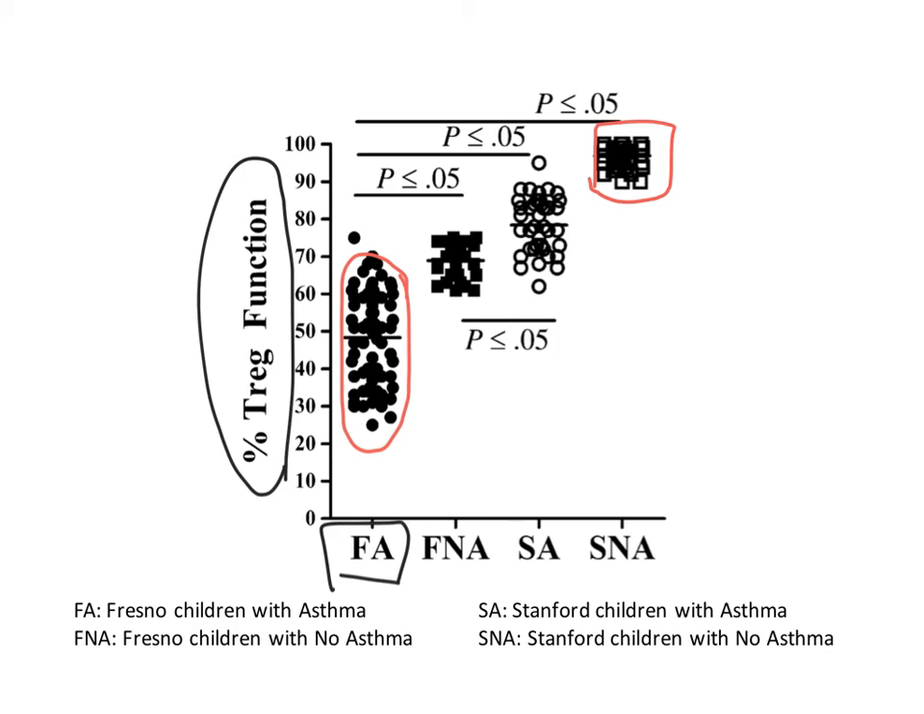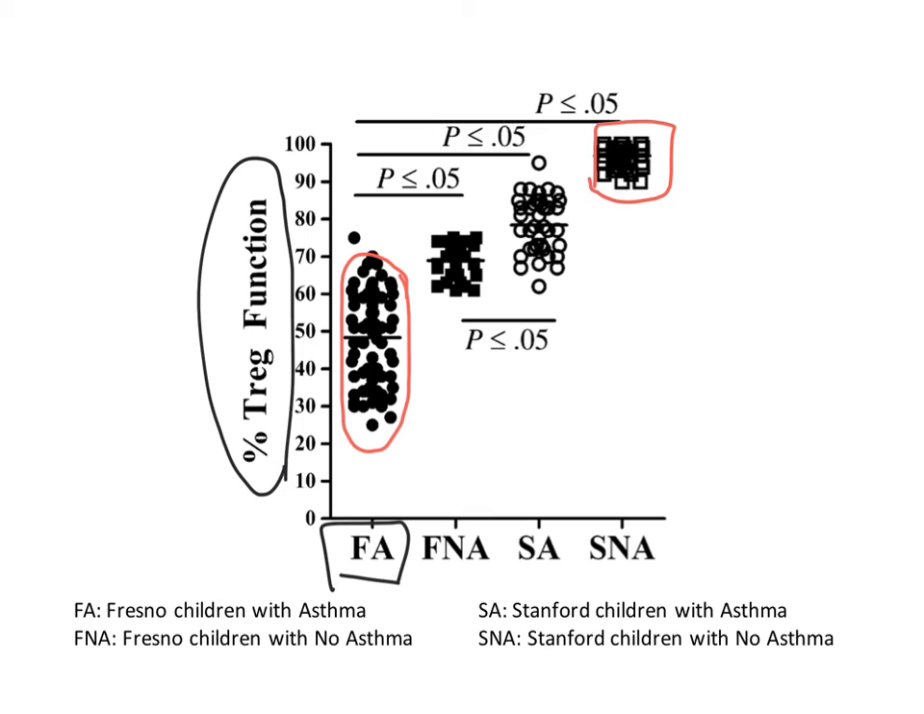What other comparisons should we be making to figure out if there's a genetic component to this or an epigenetic component? What other comparisons are useful to make? That's just one. What do you see when you compare Fresno kids with asthma and without? What's the trend? Do Fresno kids without asthma have better or worse or the same T regulatory cells?